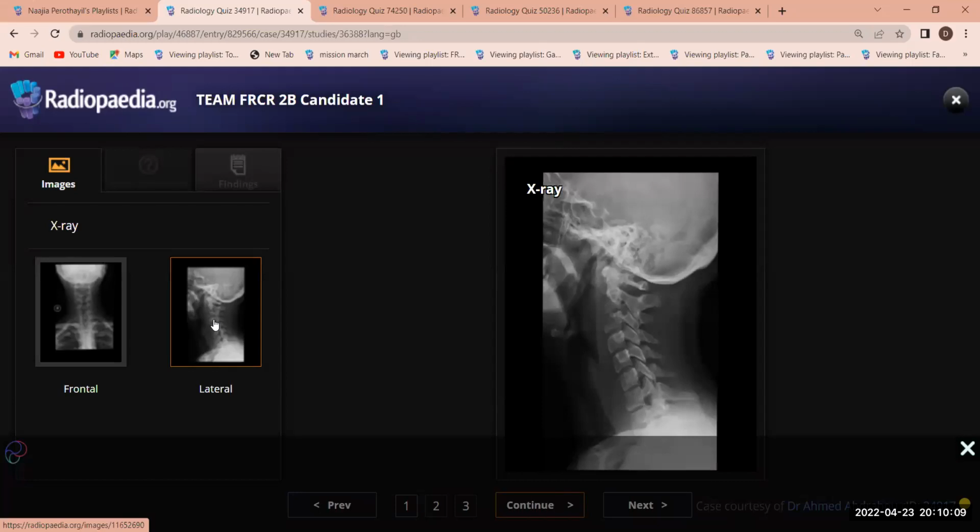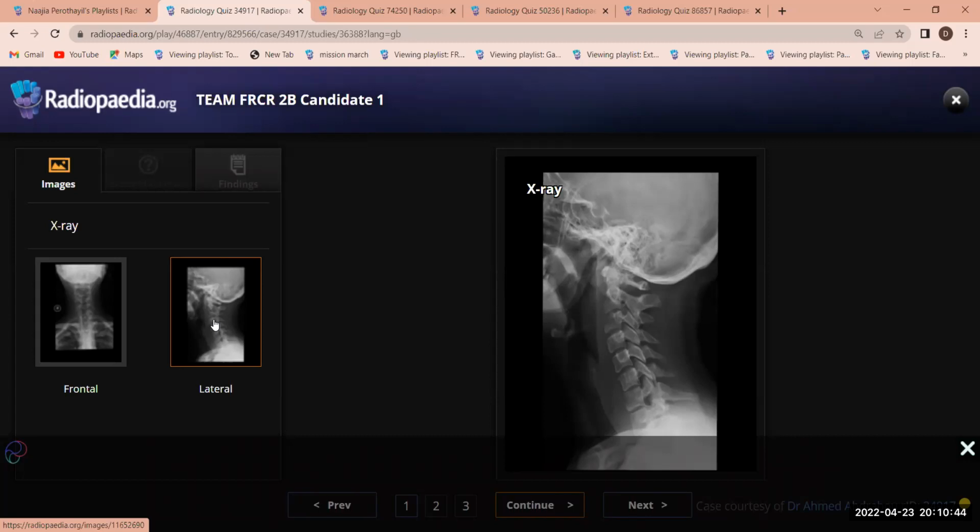So what are the normal limits for the prevertebral soft tissue? In the lower cervical spine it is around 20 mm, or roughly it should be half of the vertebral body width. I think around 20 or 21 millimeters. So it looks more than that, more than the width of the vertebral body. And so this needs further evaluation with the CT scan.